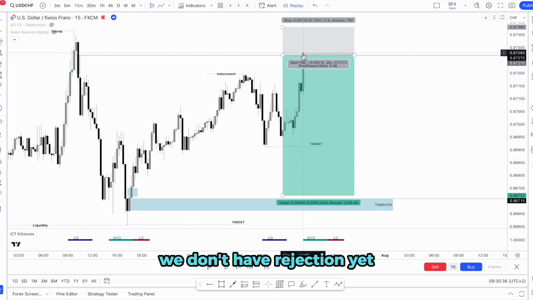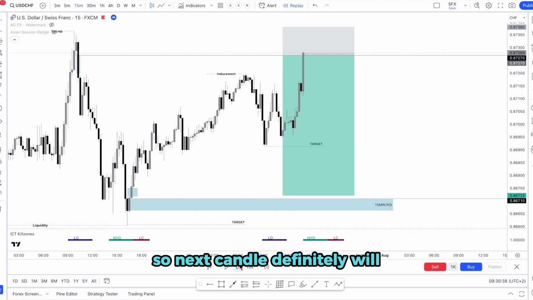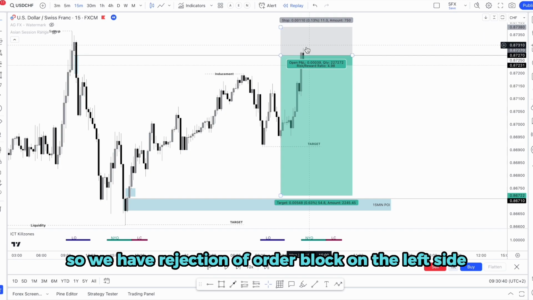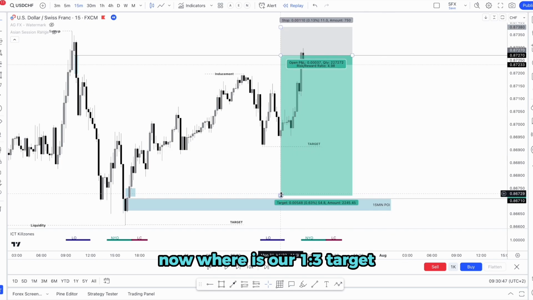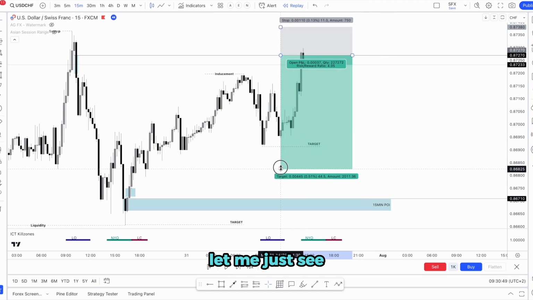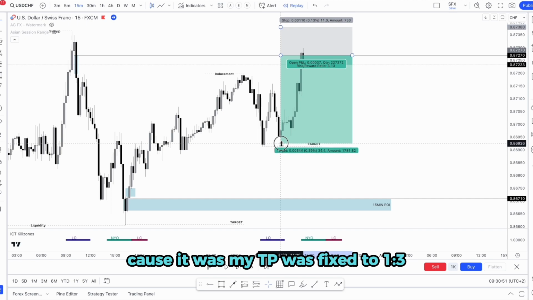We don't have rejection yet, so next candle definitely will. So we have rejection of order block on the left side. We covered the imbalance. Now, where is our 1 to 3 target? Let me just see, because my TP was fixed to 1 to 3.